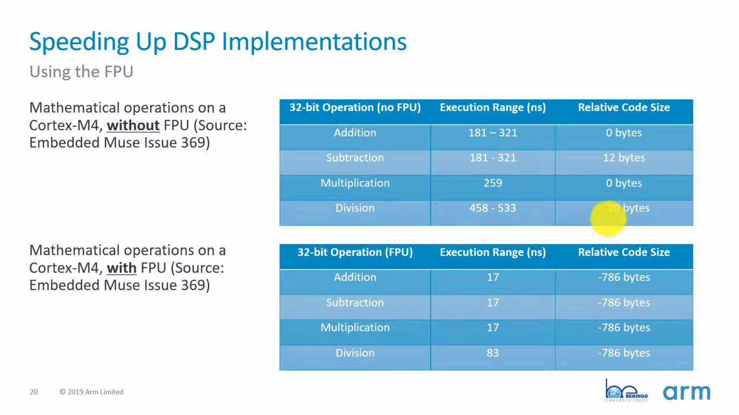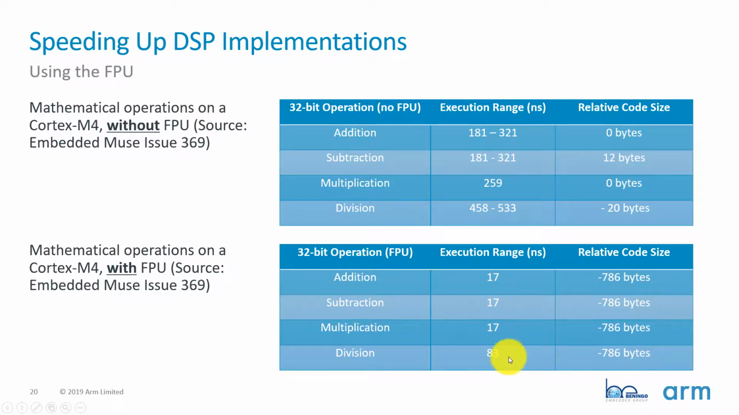When he executed this and took measurements, he found that addition took 181 to 321 nanoseconds. Kind of non-deterministic, depending on how many parameters you passed into the actual function for it to calculate. You can see a pretty wide range of values, from 181 nanoseconds all the way up to 533 for division. So we're talking a fairly significant amount of time without the floating point unit. But once he enabled the floating point unit, no matter how many parameters he passed in his experiment, addition, subtraction, and multiplication took just 17 nanoseconds to execute. It was very deterministic, and the division time was 83 nanoseconds.